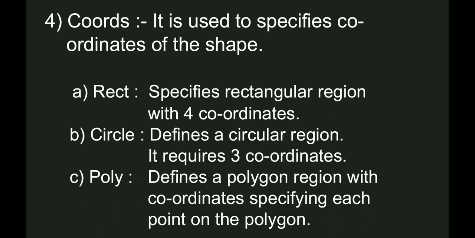The first shape is rect, which specifies a rectangular region with 4 coordinates. The second shape is circle, which defines a circular region. It requires 3 coordinates. The last one is poly, which defines a polygon region with coordinates specifying each point on the polygon.